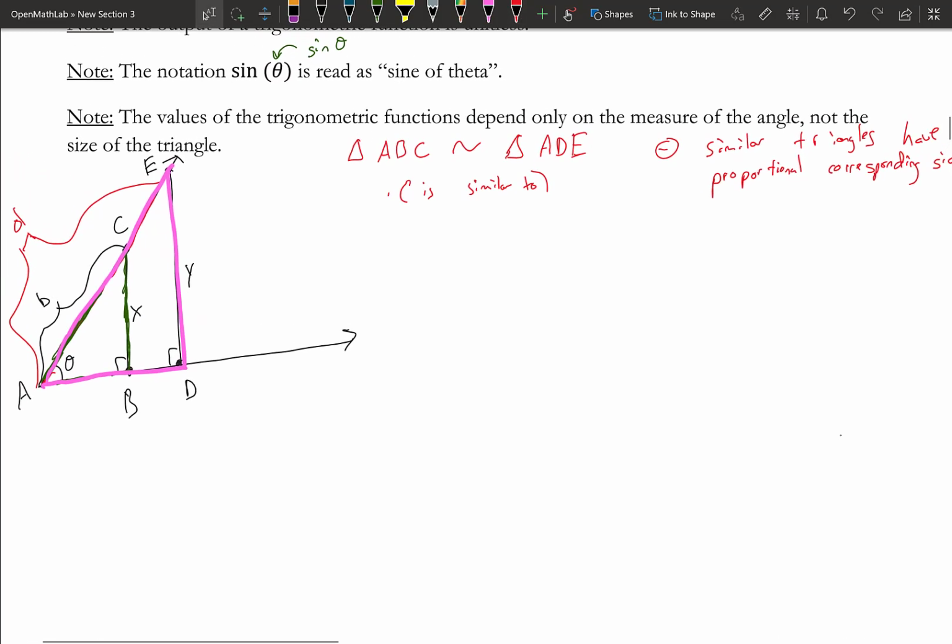So what this tells me is that x over b is equal to y over d. I'm going opposite side to the hypotenuse for the small triangle, so that's going to be equal to, in the same order, the opposite side to the hypotenuse. You probably studied this in 5th, 6th, 7th grade when you talked about ratios and proportions.